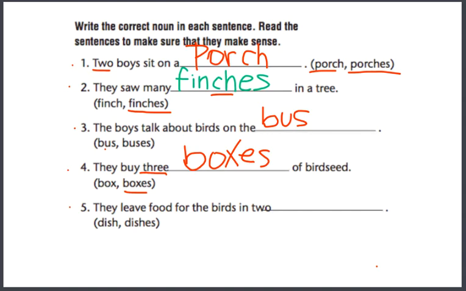And number 5, they leave food for the birds in 2 dish. They leave food for the birds in 2 dishes. Once again, we're reading to make sure that it makes sense and looking for clues. They leave food for the birds in 2, more than one, so we're going to pick dishes. D-I-S-H, dish. There's the S-H, dish is the E-S ending.